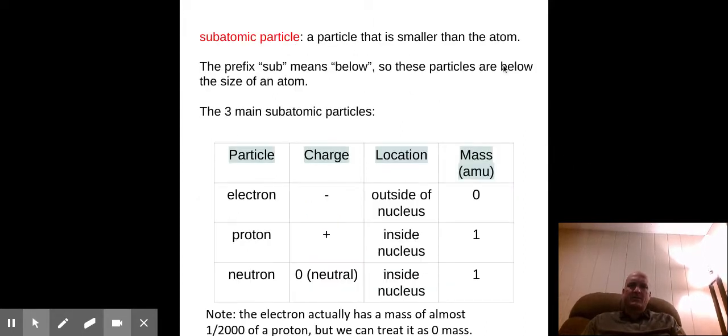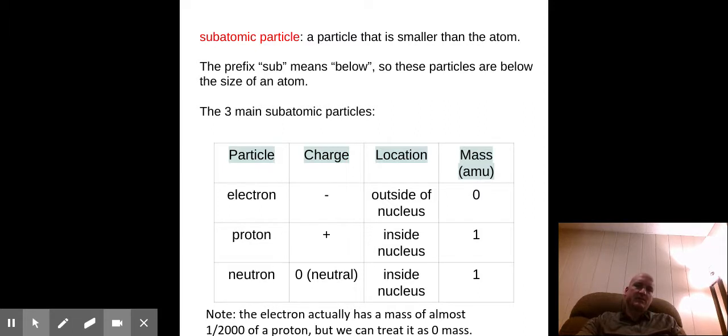All right, subatomic particle, submarine. Think of a submarine. Sub means below. So when you have a subatomic particle, it means below the level of an atom. They're parts of an atom. Three main subatomic particles: electron, proton, neutron.